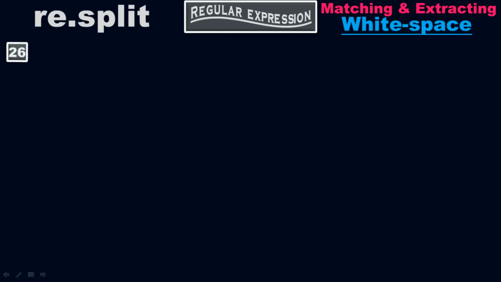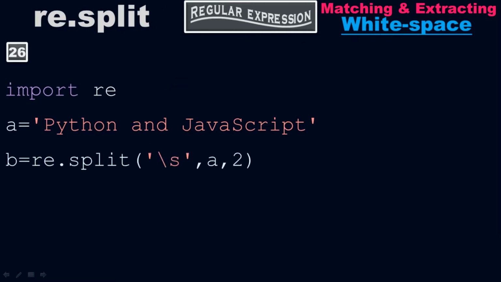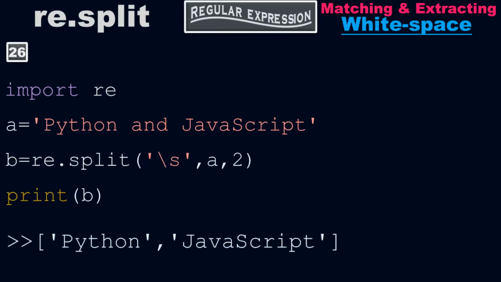Example number 26. Import the regular expression library. a equals to Python and JavaScript, b equals to re.split of backslash small s, comma, a, comma, 2. Take the print of b. Your output will be this: Python, comma, JavaScript. Again we are first matching the white space and then we escape it from a by using the split function. As usual, import the regular expression library here. a is the same, which is Python and JavaScript. b equals to re.split of backslash small s, comma, a, comma, 2, and then print of b. This time I have comma 2.